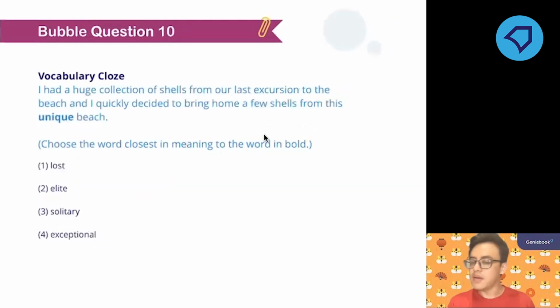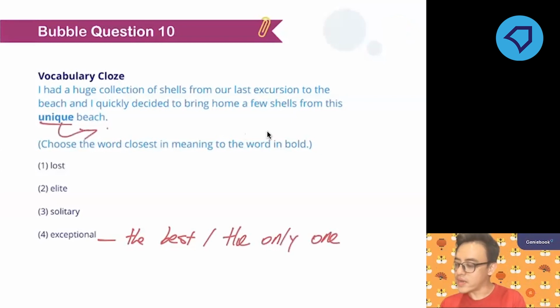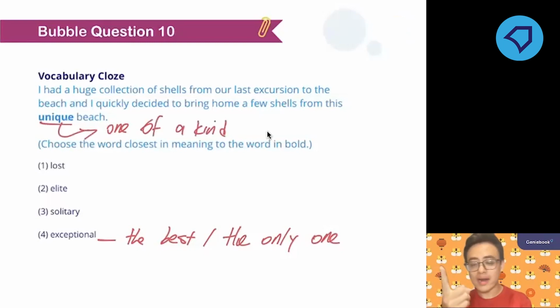Number 10, unique. Another word for unique. Quick question 10 in 3, 2, 1. Oh dear, pretty bad. So you don't remember what it means. Exceptional means like the best. But exceptional also has another meaning. It means the only one. Okay. Unique also means one of a kind. Means that there's only one like it in this whole world.